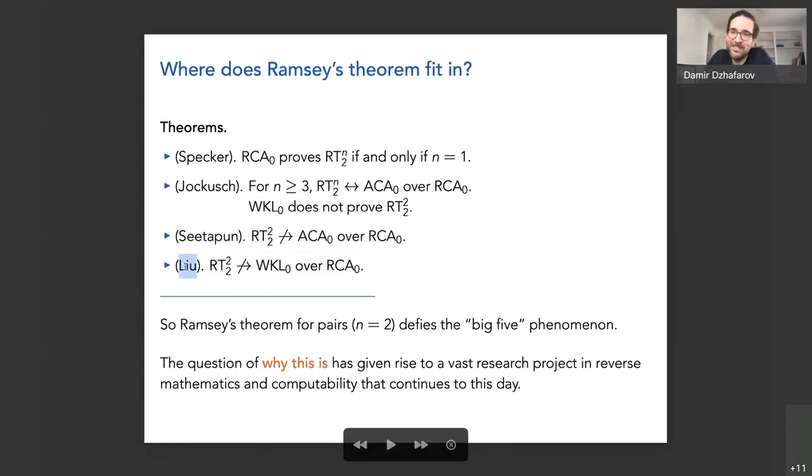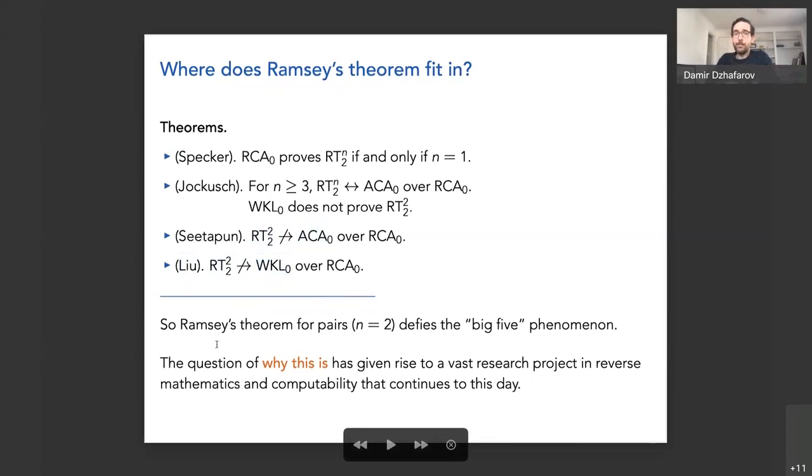So that's a really remarkable story. Liu is no longer an undergraduate student, but at the time he was. He's an established senior researcher now. But when he solved this, he was an undergraduate, and lots of people had worked on this question and tried to solve it and failed. And he solved it using a brilliant, clever combinatorial argument. It's one of those really striking stories in math. So Ramsey's theorem does not even imply WKL0, which is a stronger statement than the previous one, since WKL0 is weaker than ACA0.